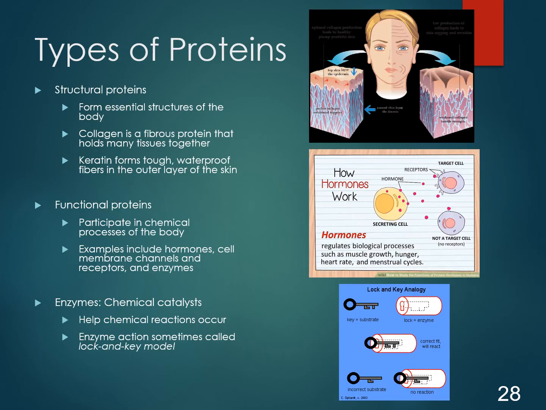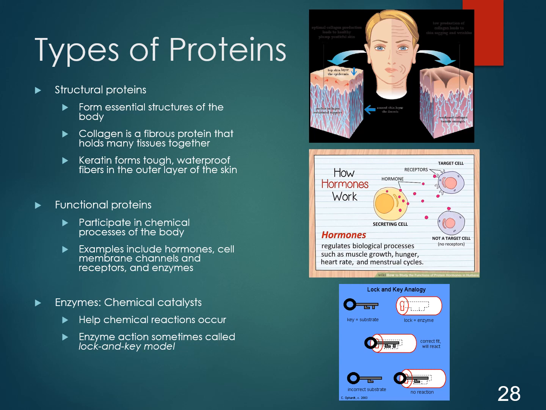So some different types of proteins, 3 different types we're going to talk about. The first type is structural proteins. Structural proteins form essential structures of the body. Some examples are collagen and keratin. Collagen holds the majority of the body tissues together, while keratin forms waterproof networks in a number of the layers of the skin, the nails, the hair.